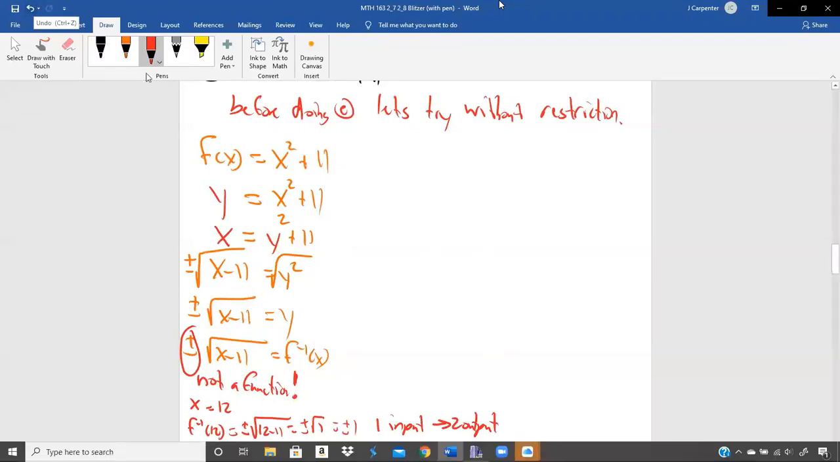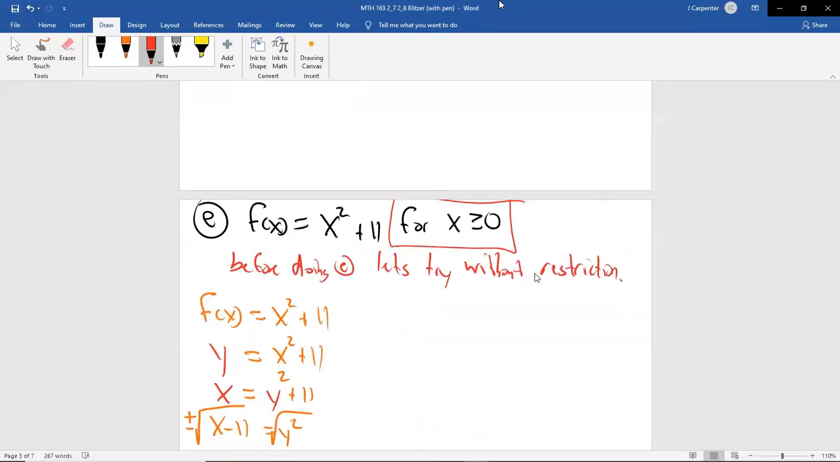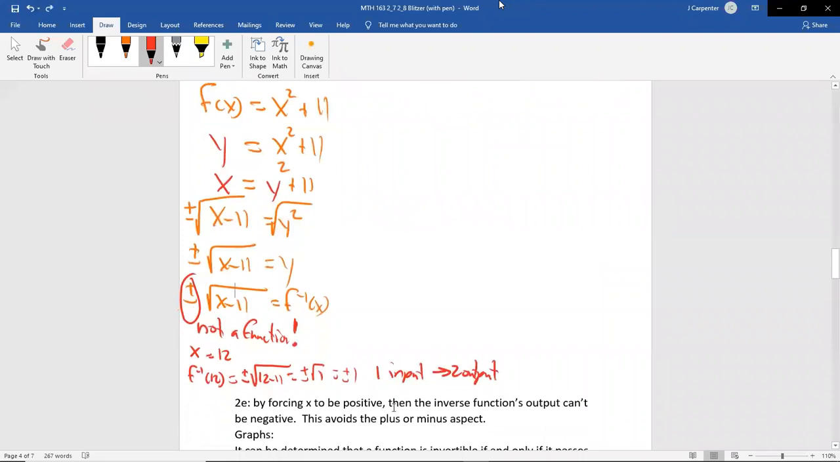So this is the entire reason that I gave you this restriction. This restriction right here says we're only worried about positive x values, which means when we're in the inverse, we don't take a plus or minus square root, we cut out the minus. Sorry if you can hear that truck backing up on my street. So here is the note that goes with that.